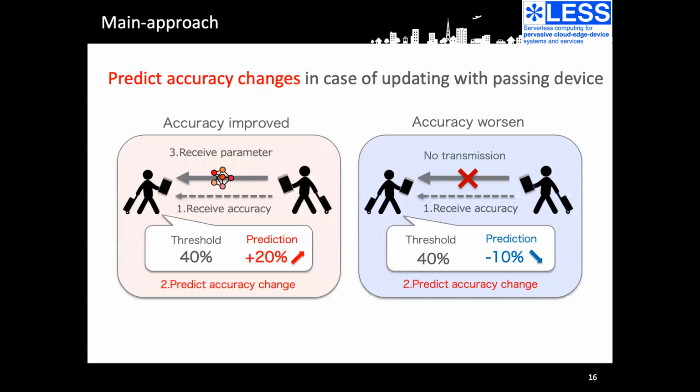To achieve goal 2, the tourist device predicts the change of accuracy of the resulting model in case it exchanges with the passing device. The tourist device first receives the accuracy of the encountered device. Their predicted accuracy is generated, and if the predicted value is higher than a certain threshold, the tourist device then proceeds to receive the weight parameters from the encountered device. However, if the predicted accuracy is lower than the threshold, the tourist device doesn't receive the parameters. The device can decide whether or not to accept weight parameters. For the prediction, we use an accuracy change prediction model, which predicts how much the accuracy will change given two different accuracies.